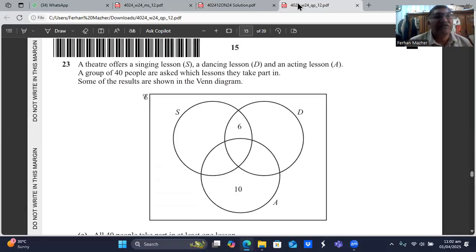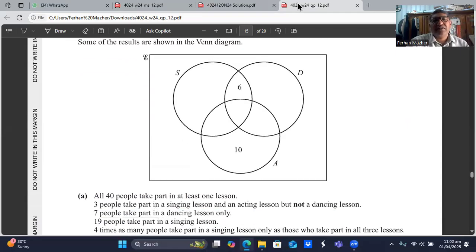A theater offers a singing lesson, a dancing lesson, and an acting lesson. A group of 40 people are asked which lesson they take part in. Some of the results are shown in the Venn diagram. Then they say all 40 people take part in at least one lesson. So none of them is outside these circles. 3 people take part in a singing lesson and an acting lesson, but not a dancing lesson. Singing and acting, but not dancing. So that is this place. So I'll write 3 here.